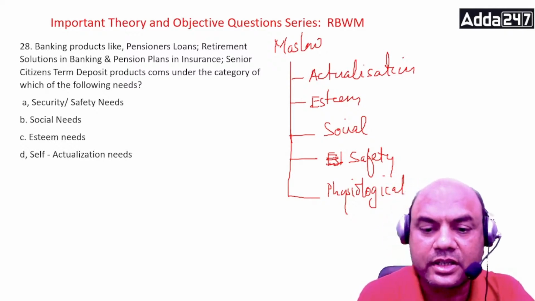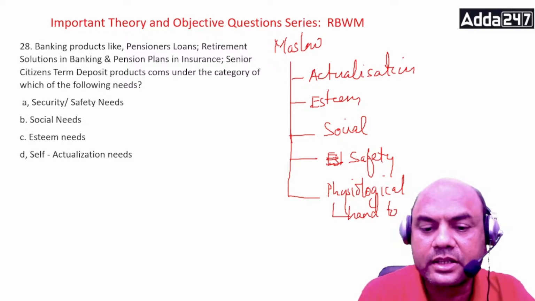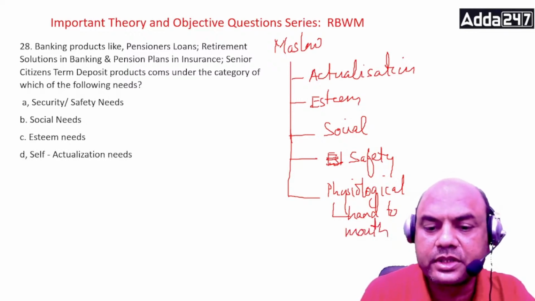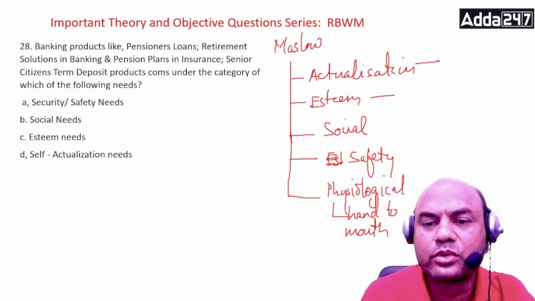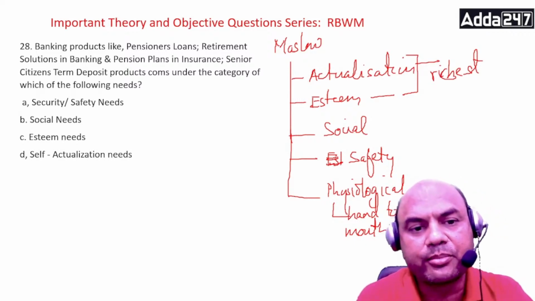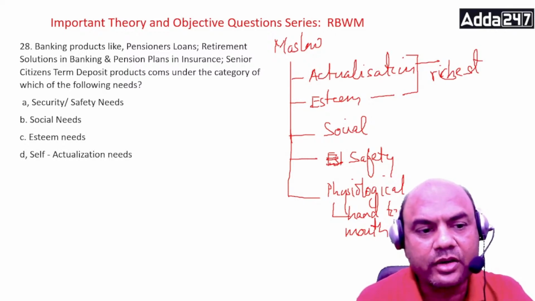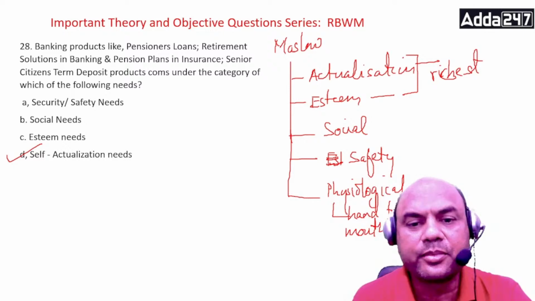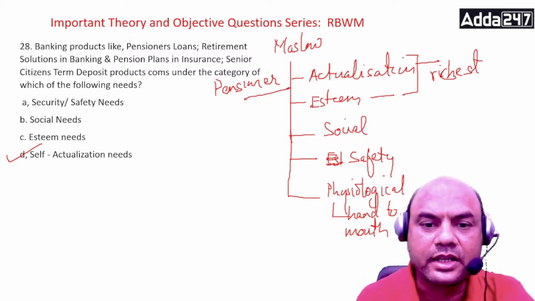See here, physiological is hand to mouth, means lowest category. All the Jandhan accounts are for this physiological. And actualization is the richest. These two, both of them you can consider as the richest, or least concerned with minor monies. Okay, so now we are talking of what? Pensioner. Pensioner means this last stage. So the answer is actualization. Generally, pensioners do come in this category.